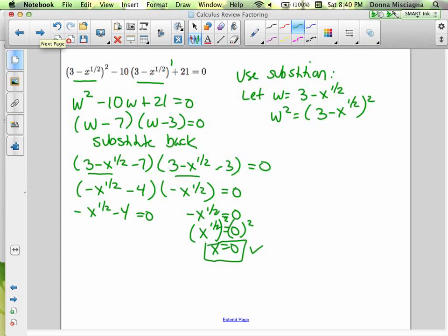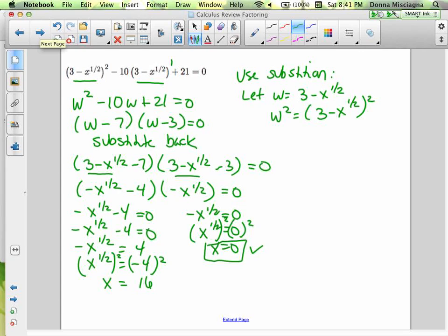All right, so negative x to the 1/2 minus 4 equals 0. Let's add 4 to both sides. Negative x to the 1/2 equals 4. Let's divide both sides by negative 1. x to the 1/2 equals negative 4. And let's square both sides.